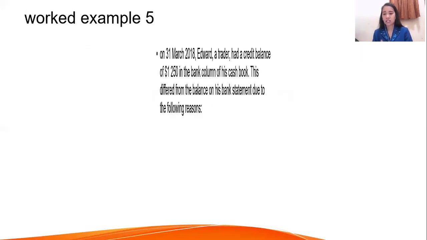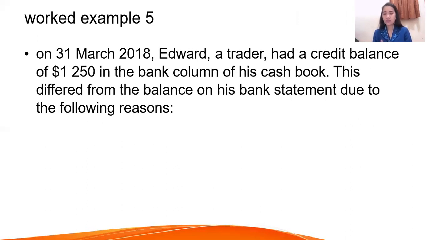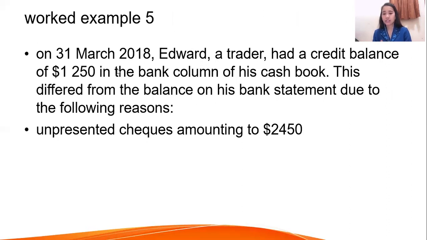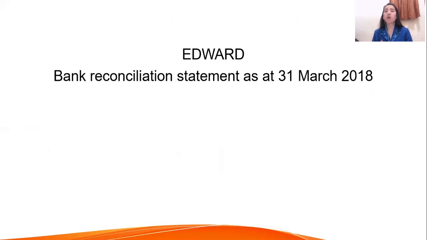So this is an example. We do have unpresented check, so it is on credit balance 250 in the cash book. We also have unpresented and uncredited deposit of about 500. How do we make the bank reconciliation? If the balance is credit on the cash book, the bank reconciliation statement is different. If in the first place we added unpresented check, now we subtract the unpresented check. If in the first place we subtracted our uncredited deposit, now we add it.